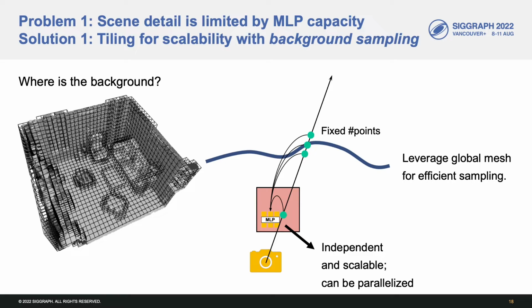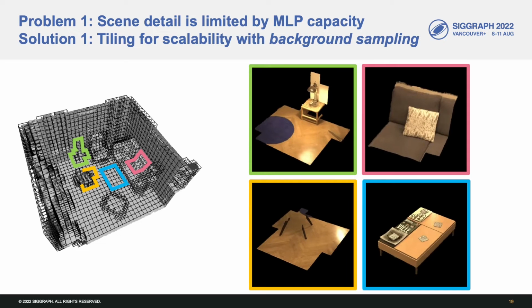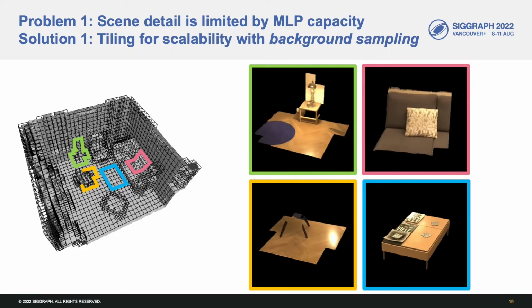Well, let's leverage the initial photogrammetry, we call this the global mesh, to conservatively define where the background is, sample an interval around that with a fixed number of points, and then assign these points to each of the tile MLPs. This leads to a scalable and parallel solution without restricting the quality of the optimized geometry to that of the global mesh. Here are some examples of sets of reconstructed tiles.